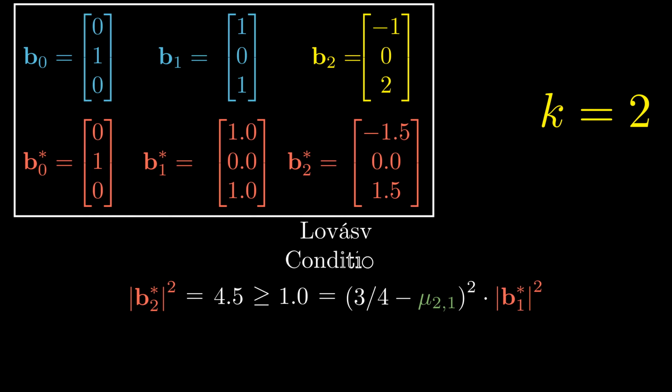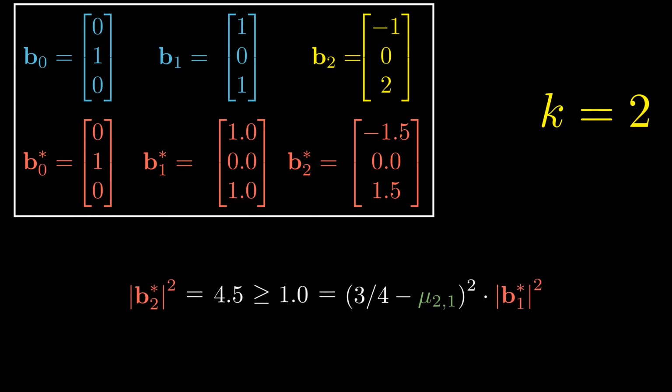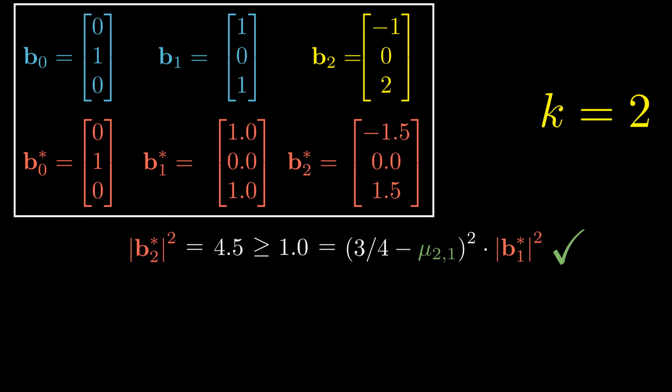We check the Lovasz condition one more time, and we find that it is satisfied. So now we may increment k one last time, giving ourselves 3 total vectors in our provisional basis, meaning we have a complete basis for our rank 3 lattice.